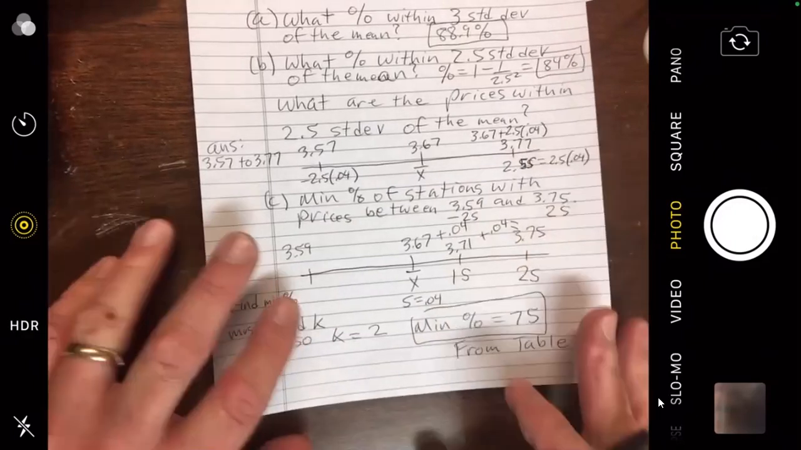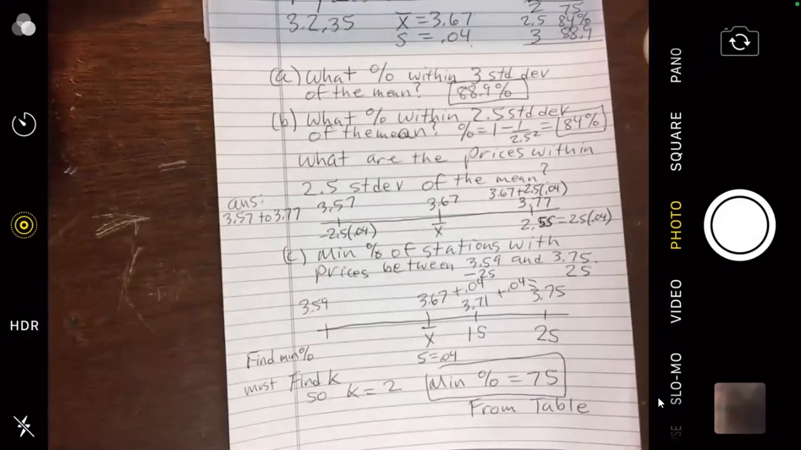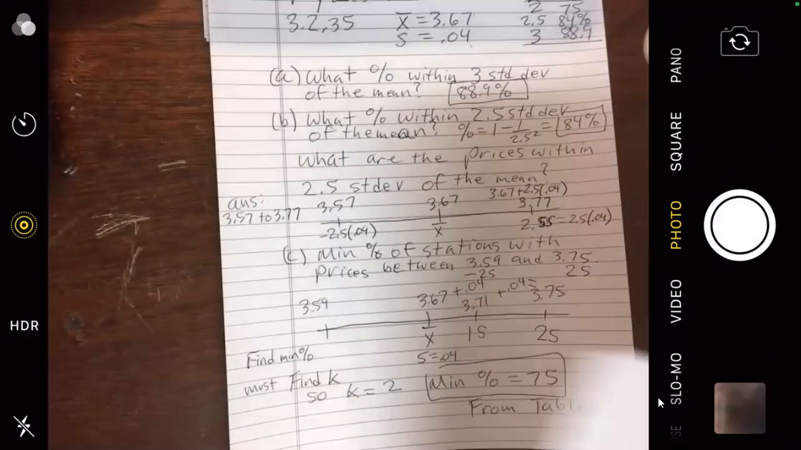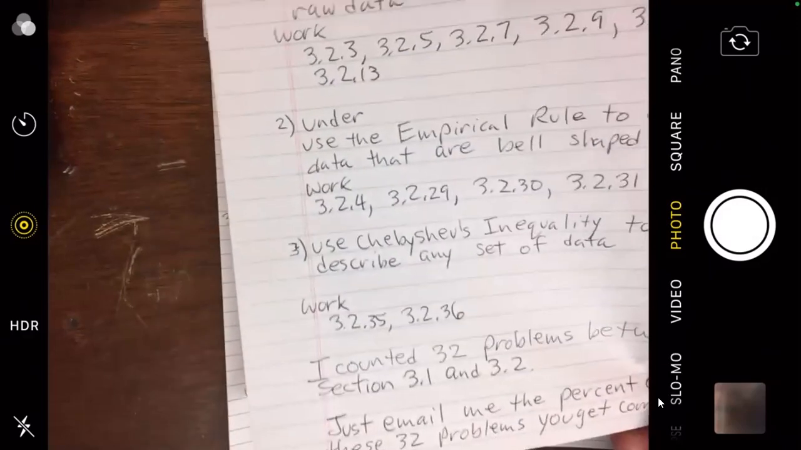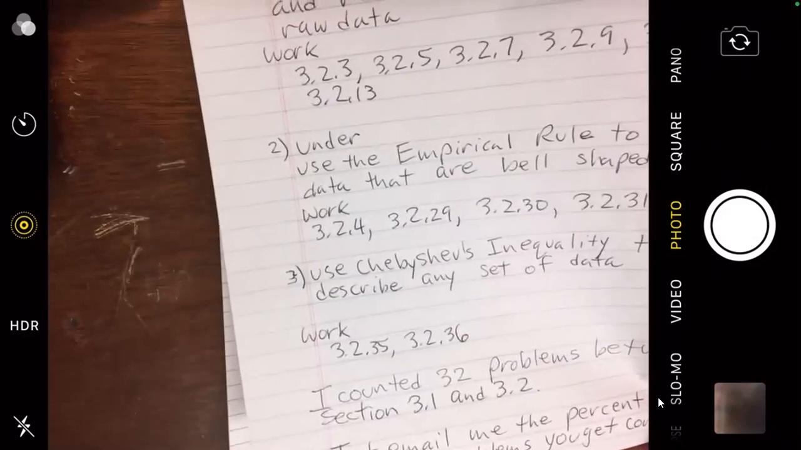I'll let y'all play with those. I think there's one other. Let's see, here it is, 3.2.36. I'll let you mess with that one.